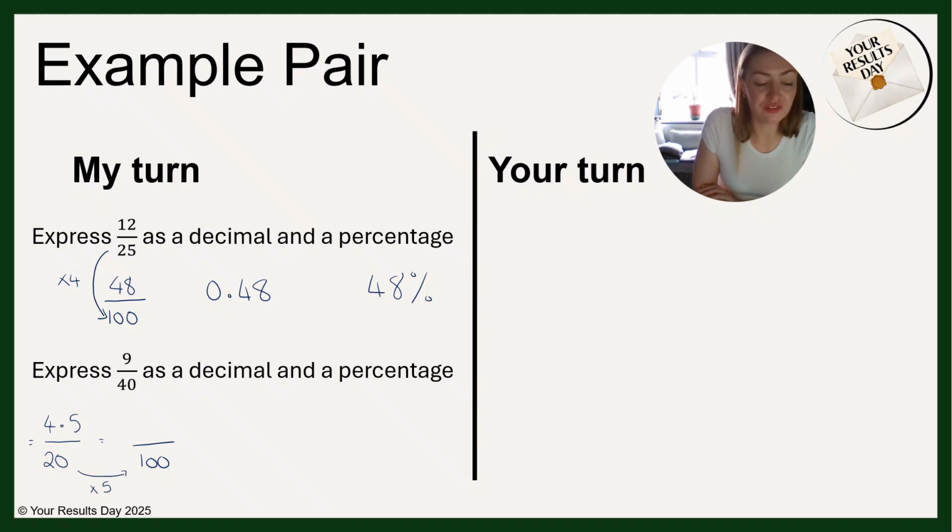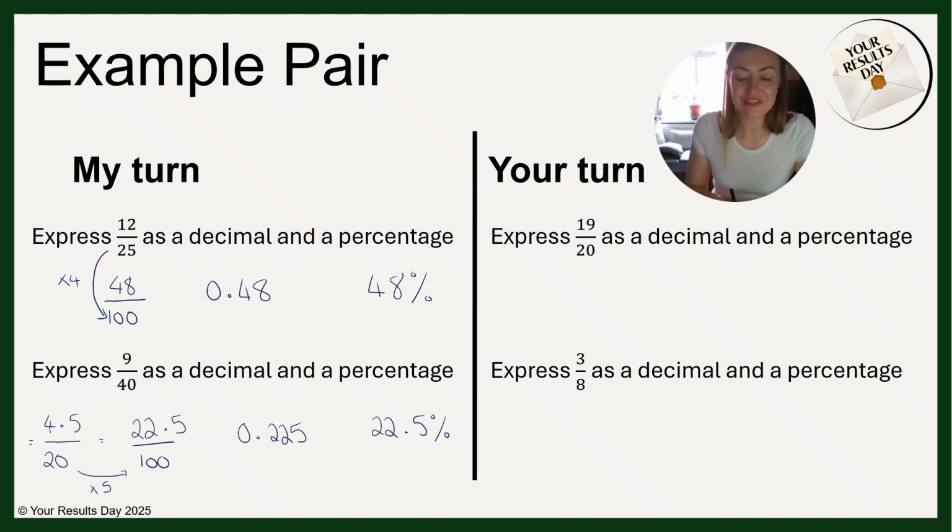And 4.5 times 5, well, 4 times 5 is 20, and 0.5 times 5 is 2.5, so 22.5. And if you have to use a written method to get around that one, then that's absolutely fine. So as a decimal, we're looking at 0.225, and as a percentage, 22.5%. For the last time, pause the video so you've got time to complete these questions, and then hit play when you're ready to see the solutions.